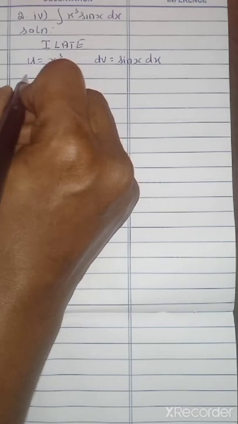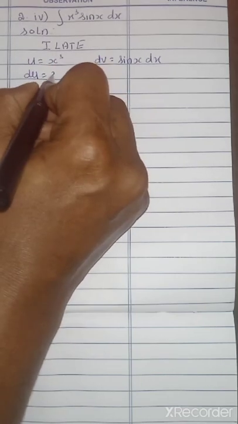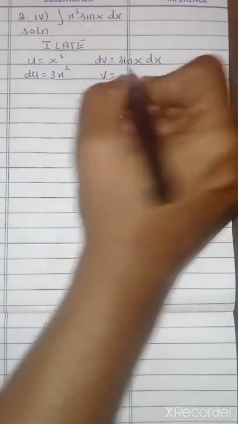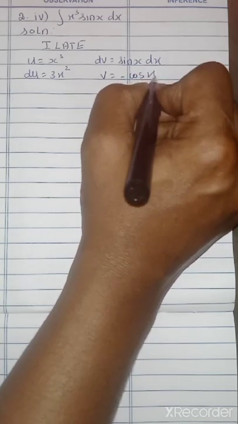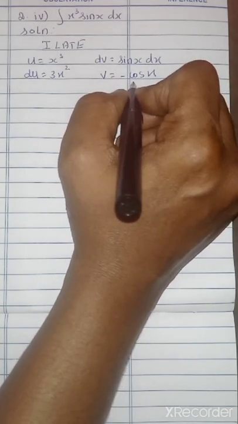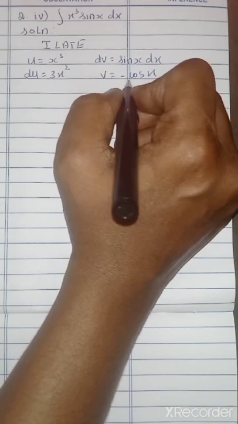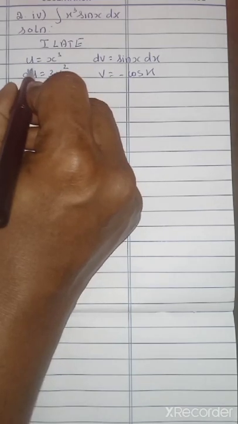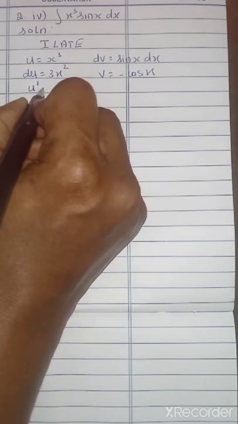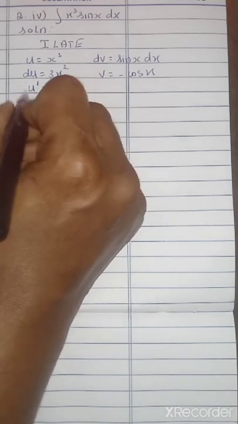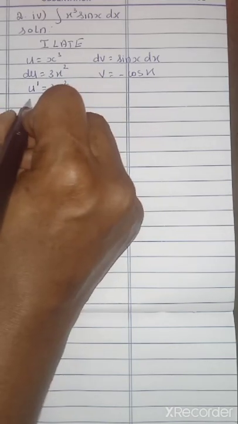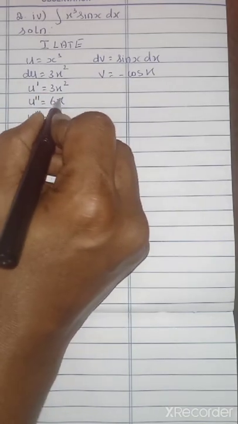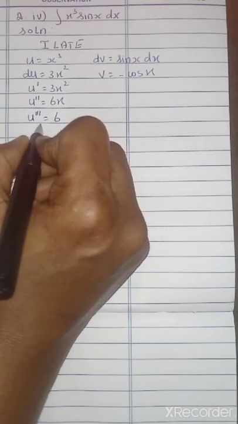In differentiation, du is 3x square, the 3 will come in front, and integration of dv is v, and integration of sin x is minus cos x. Here we are using Bernoulli's theorem. First I'll write, then I'll tell you what Bernoulli's theorem is. This du you can take as u dash, first differentiation: u dash equals 3x square, u double dash equals 3 twos are 6x, u triple dash equals 6.